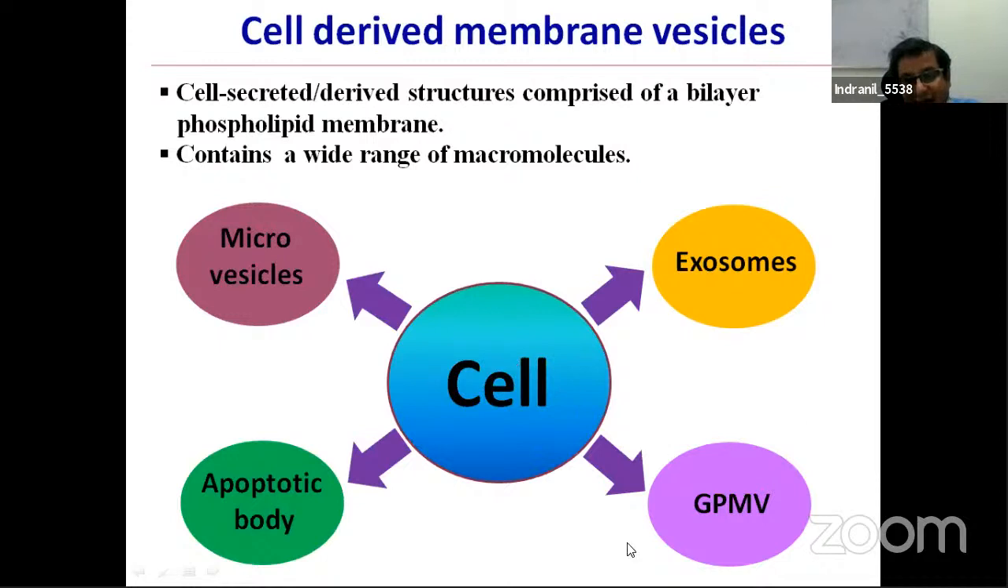And there is another kind, GPMV. This is giant plasma membrane vesicles. Today I will devote most of my talk to this particular topic, GPMV, giant plasma membrane vesicles. But before reaching that topic, we need to have an idea about what these different kinds of vesicles are.